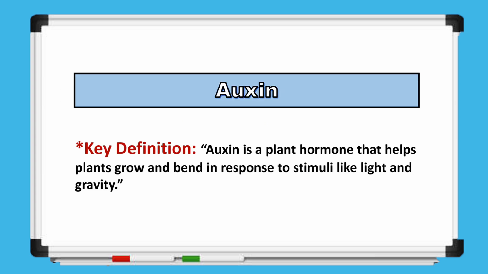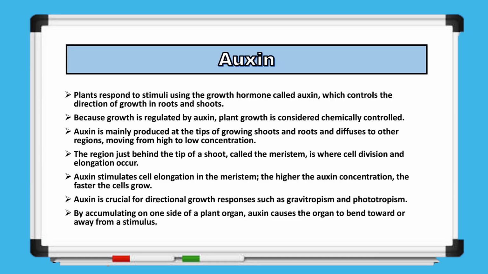So now let's define auxin. Auxin is a plant hormone that regulates growth and helps plants bend in response to environmental stimuli. It plays a key role in how plants respond to light and gravity, allowing shoots and roots to grow in the correct direction for optimal survival. So, auxin is a plant hormone that enables plants to respond to environmental stimuli by controlling the direction of growth in roots and shoots. Because it regulates growth chemically, plant growth is considered chemically controlled.